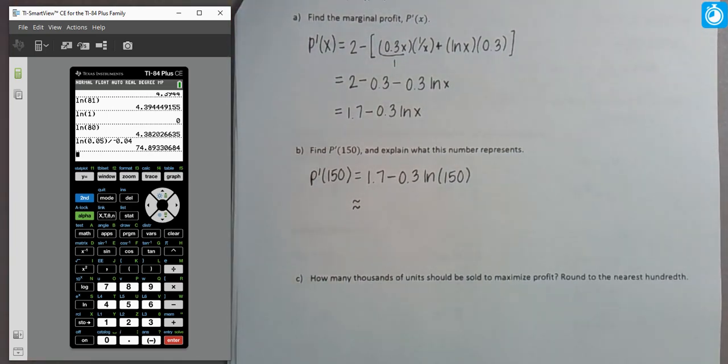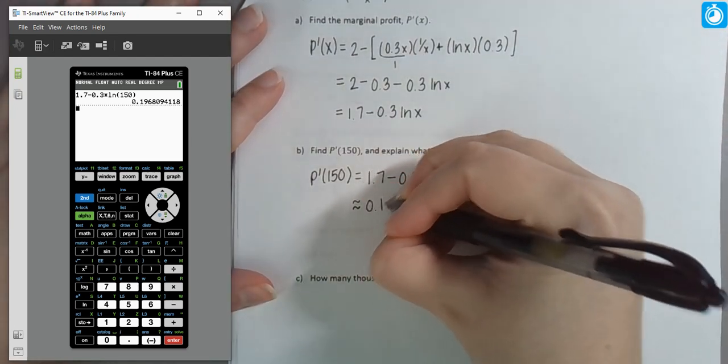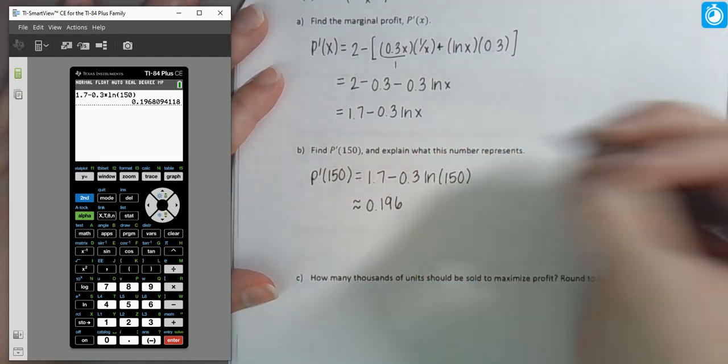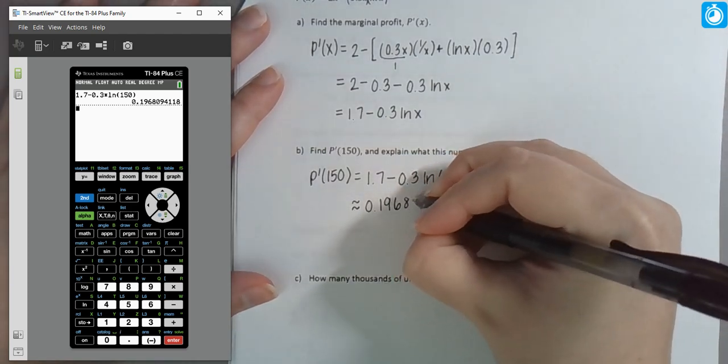So let's plug this in. So 1.7 minus 0.3 times the natural log of 150. Okay, so your calculator again knows you multiply before you subtract, so it will evaluate this the way you've written it. And there we go. So 0.196. Let's keep as many decimal places as we can at this moment. So 0.196, and we'll say 81.